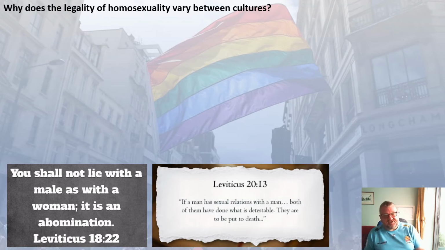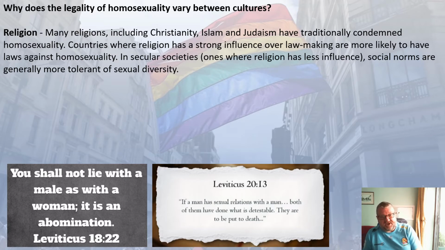So, why does it vary so much between cultures? Well, once again, down to religion. So many religions, Christianity, Islam, Judaism, have traditionally condemned homosexuality. So countries where religion has a strong influence over lawmaking are more likely to have laws against homosexuality. If you're in a secular society, one where religion has less influence, social norms generally are more tolerant of sexual diversity.